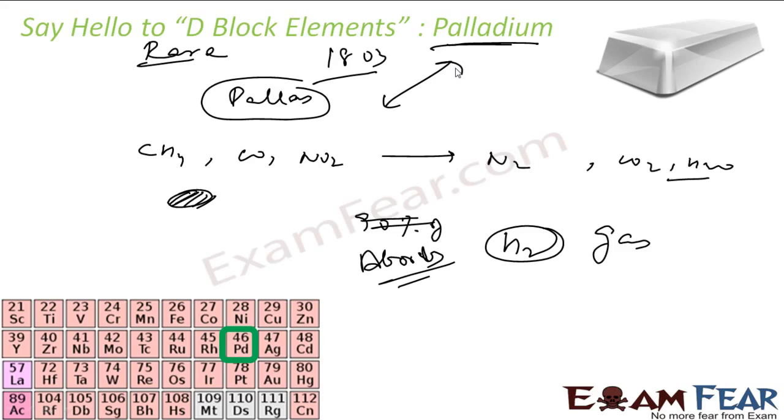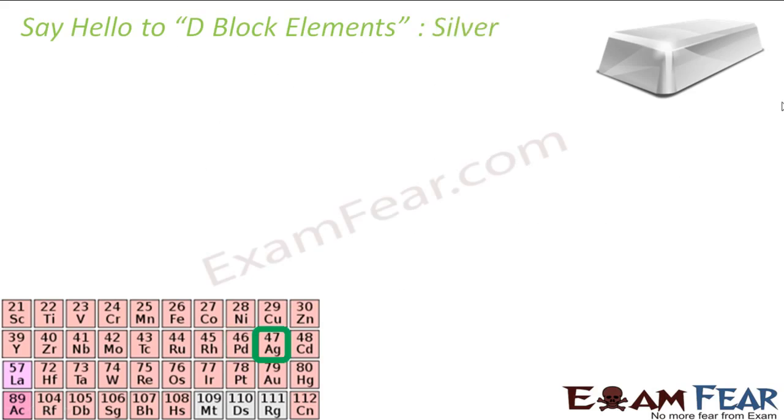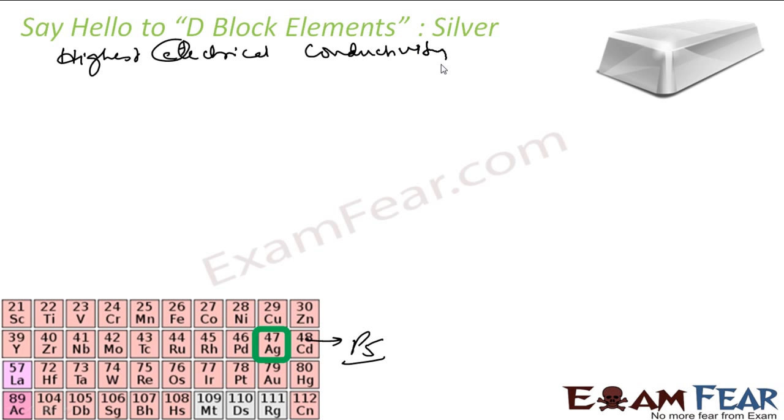The next is silver. Silver is again a rare metal. And if we talk about silver, it has a silvery look obviously. It has the highest electrical conductivity. That is the best part of silver. Highest electrical conductivity of any metal. You talk about any element, silver has the highest electrical conductivity. Not only electrical, it has the highest thermal conductivity for any metal and the highest electrical conductivity for any element.